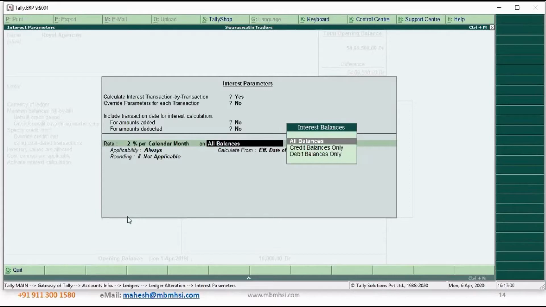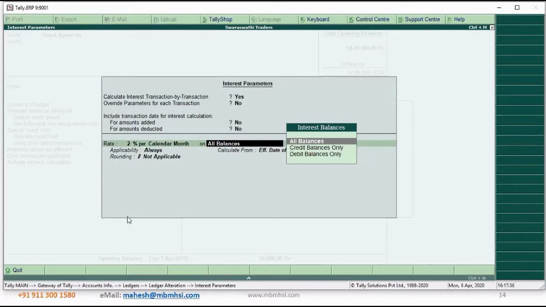Generally in sundry debtors, we want to charge interest for the customers where they have debit balance, meaning where there is a receivable entry. In a few cases, the customers have paid you advance and it might be lying as credit balance in that bill-wise details. In those cases, do you want to pay interest? Not required. Generally, we don't pay interest on the advance received from our customers.